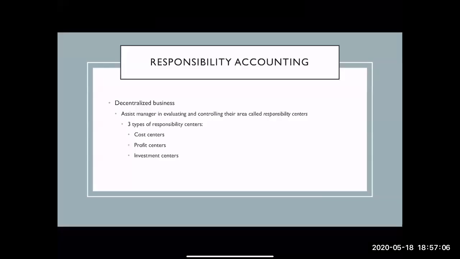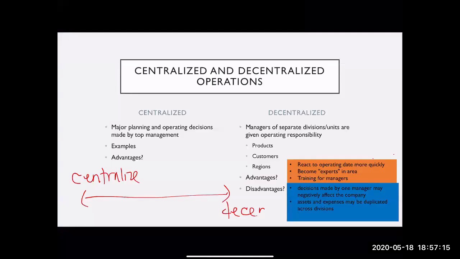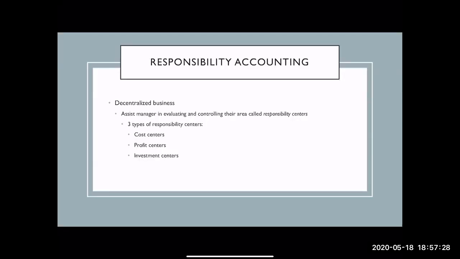Guys, so welcome back. Here we are talking about responsibility accounting, and I'll break that down in a second. But in our previous slide, we talked a little bit about centralized and decentralized operations, and for the time being, we're going to focus primarily on decentralized operations. Okay. All right. So under decentralized businesses, responsibility accounting basically assists managers in evaluating and controlling their area, called responsibility centers.